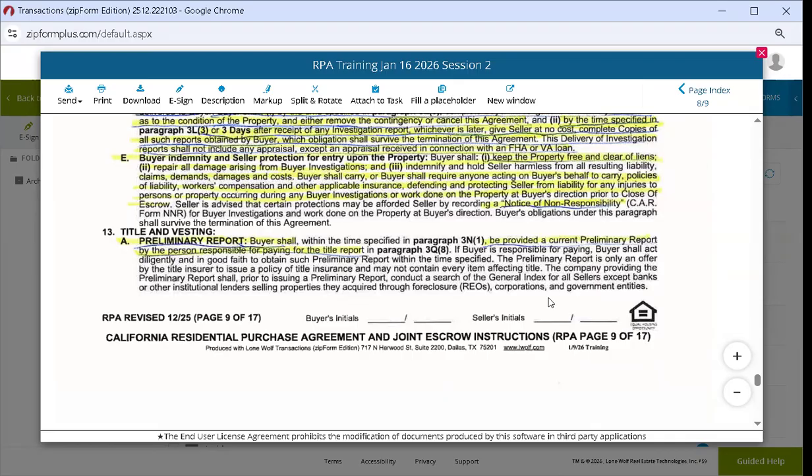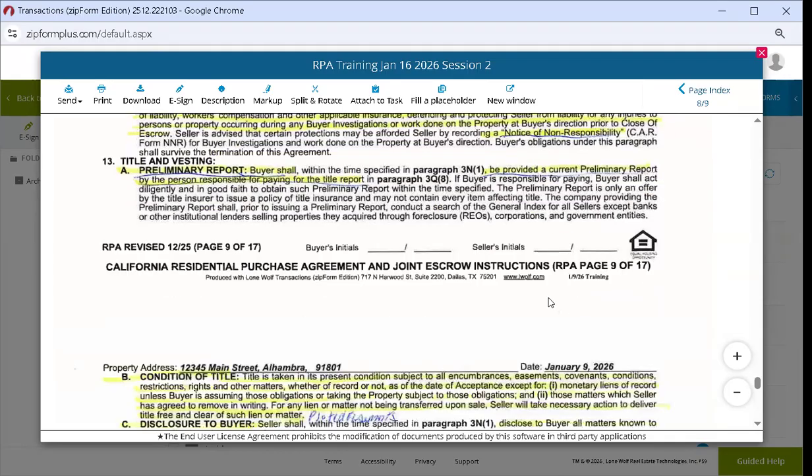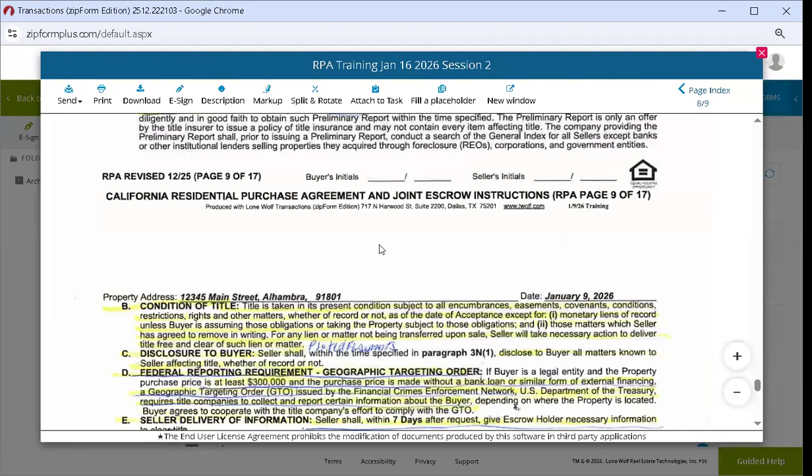The buyer needs to be provided the current preliminary title report. So the condition of the title, you're going to take a look at all easements, encumbrances, anything on that title report, and you're going to ask the title company, whether you're the listing agent or not, you're going to call into that title company, talk to the unit that has that title order, and you're going to ask for plotted easements. It is free. Get that, please, for your buyer.